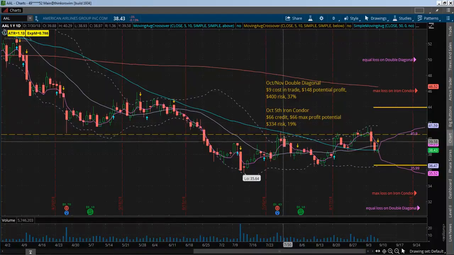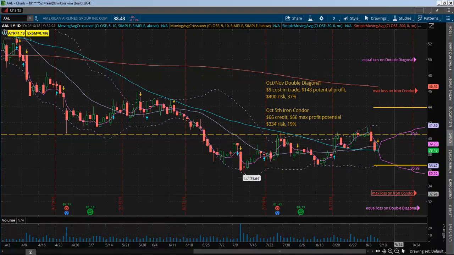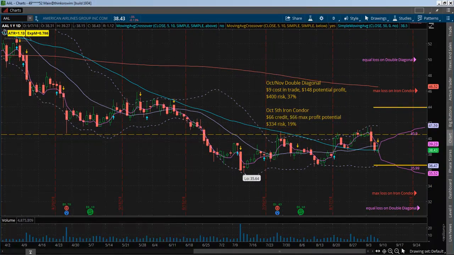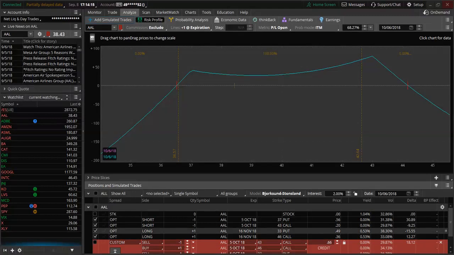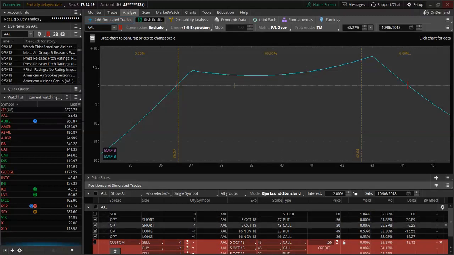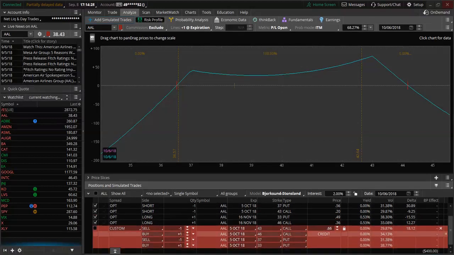Okay, so here's what I'm going to show you here. The difference between doing the Iron Condor with the exact same strikes, but if we just did those all expiring on October 5th. So imagine these are just October 5th here. So you would have a $4 wide spread on the put side and a $3 wide spread on the call side. Okay, so that would give you a $66 credit.